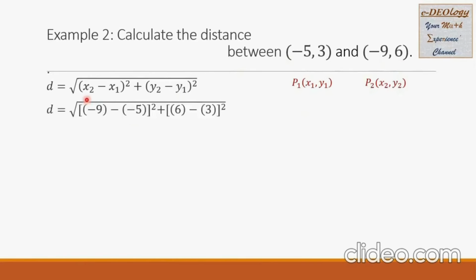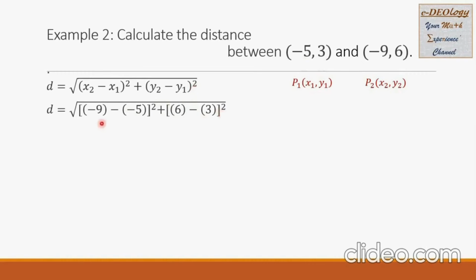Our x sub 2 is negative 9 minus x sub 1 is negative 5. We put the square and then plus. The y sub 2 is positive 6 minus the y sub 1 is positive 3. And we put the power 2.